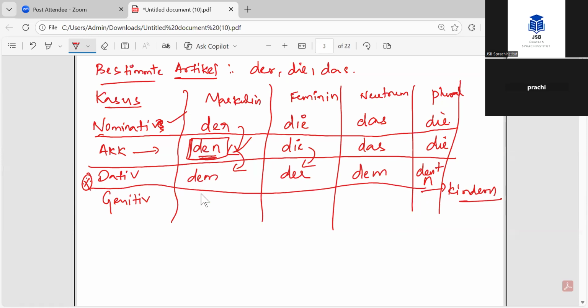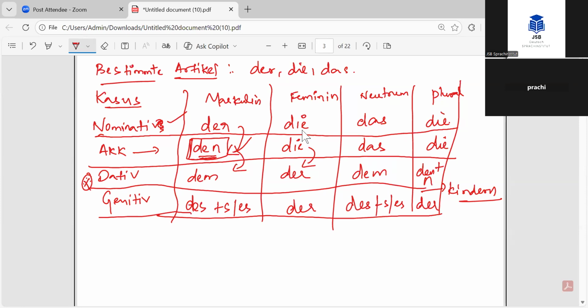Okay. Next genitive. In genitive we add des along with s or es. Okay, der, die, das, plus s, es. Then here der will change, and plural will be der. So this is the important thing you have to remember. This is the table column. Okay. So nominative is the same, whatever we read will come, so you don't need to memorize it. For accusative, der will change to den, other than that same. But for dative, the indirect object, dem will come.